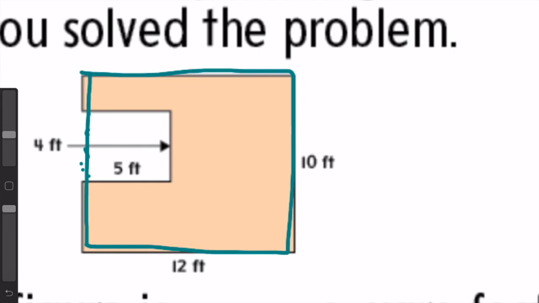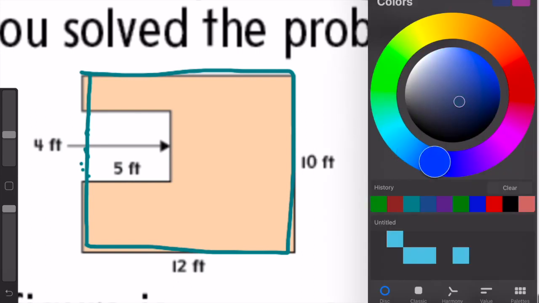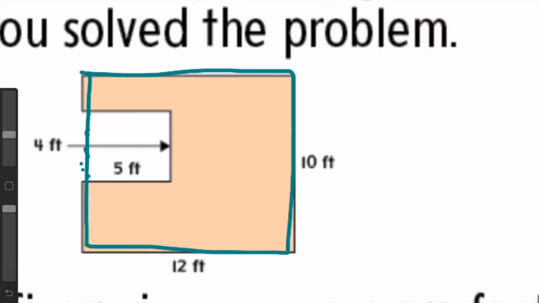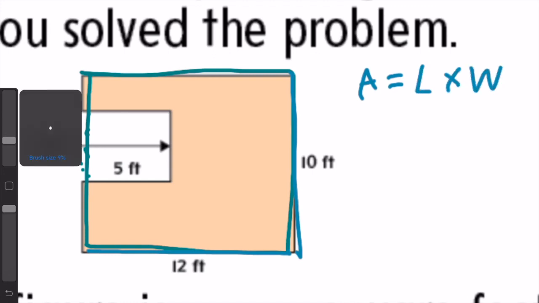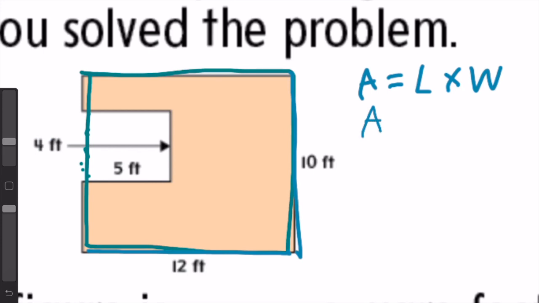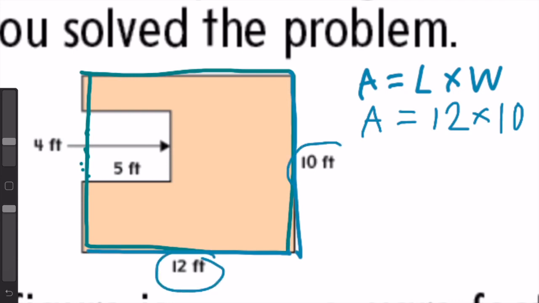So first of all, I'm going to find the area of this big rectangle if everything was filled in. So I have that in this kind of teal color. I'm going to try to solve that best I can. So we have 12 feet this way and 10 feet this way. Area equals length times width. So the area of this big rectangle equals 12 times 10. Where did I get those numbers? Right here and right here.